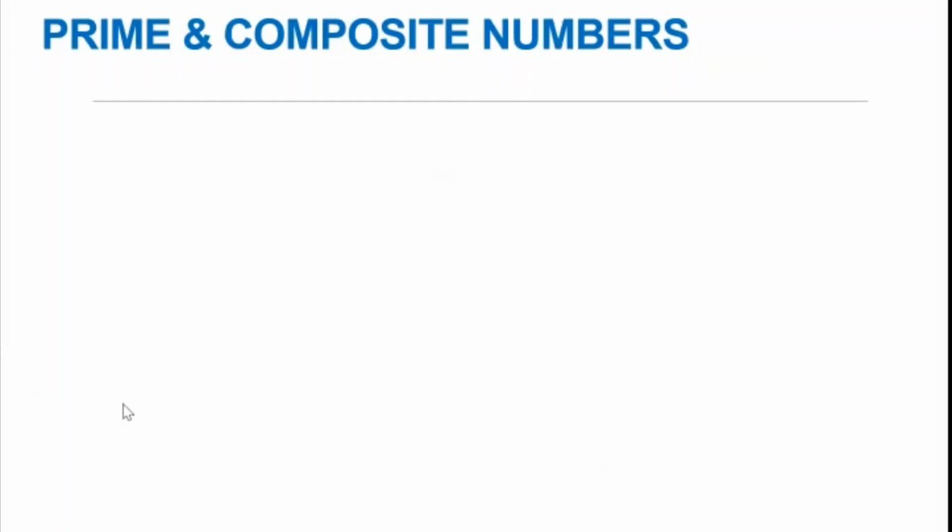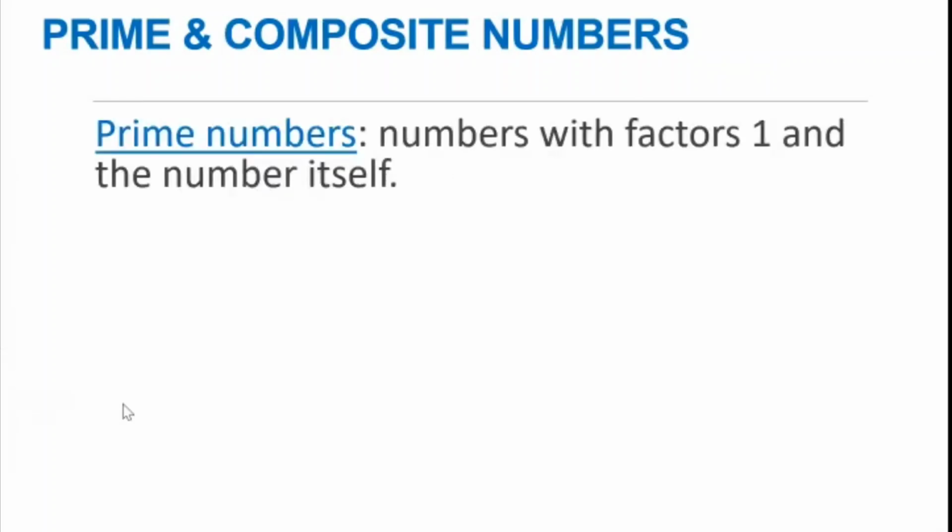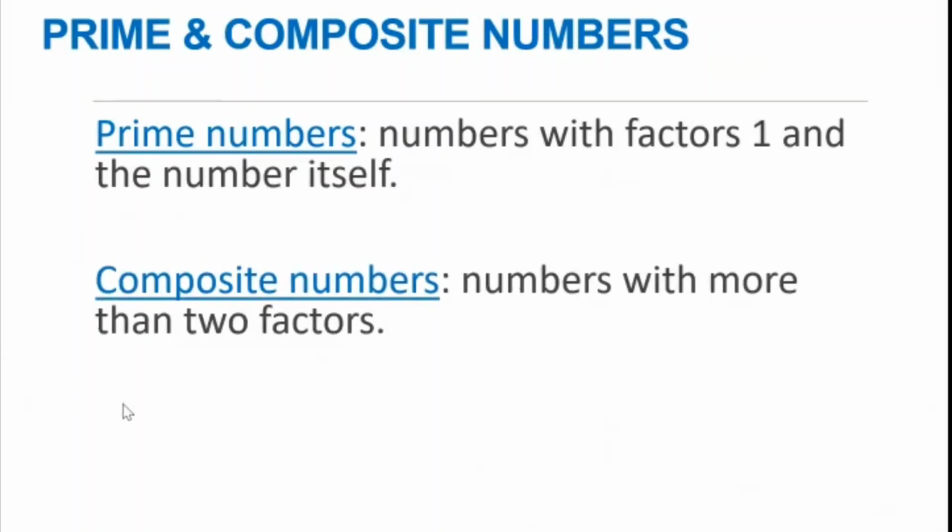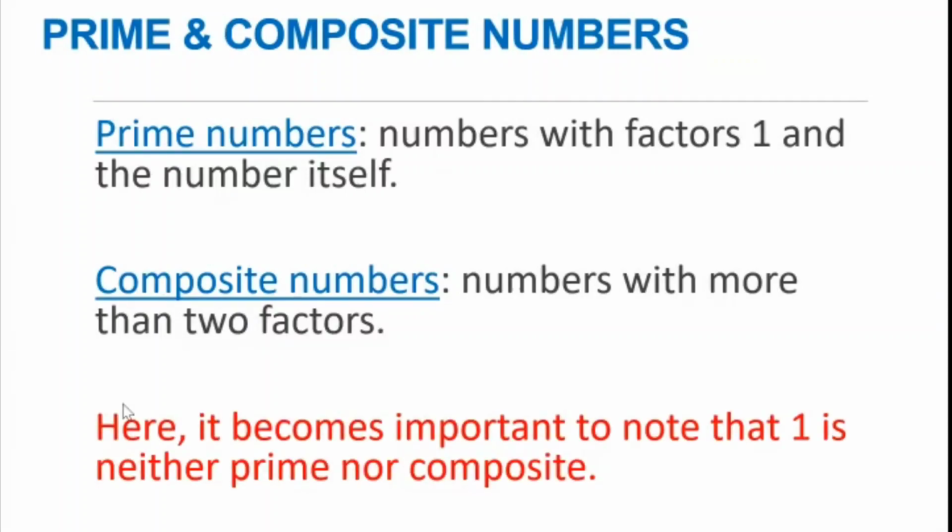Let us take up what are prime and composite numbers. Just revise them because there's one common mistake that you make. Prime numbers are the numbers with factors 1 and the number itself, whereas the composite numbers are the numbers with more than 2 factors. Now, remember a very important fact that 1 is neither prime nor composite.